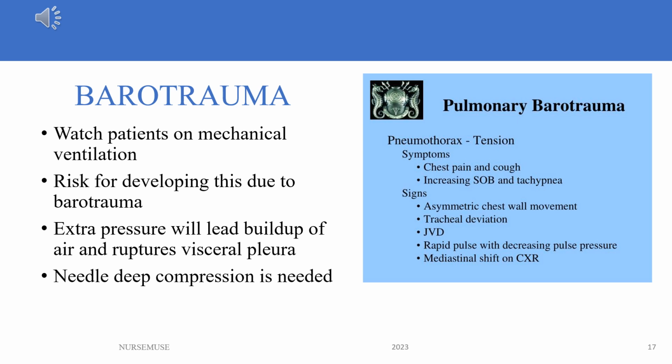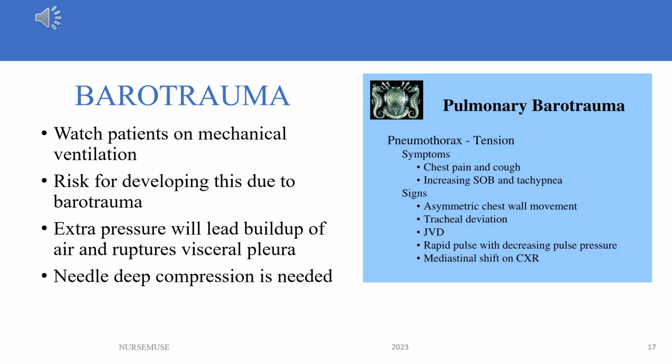Barotrauma. We need to be very careful with our patients on mechanical ventilation because they have a risk for developing a pulmonary barotrauma due to the mechanical ventilation. So extra pressure is going to lead to a buildup of air, and this ruptures the visceral pleura, and a needle decompression is needed to take out that excessive air. So some signs and symptoms of pulmonary barotrauma. This is a tension pneumothorax, but it's due to patients being on mechanical ventilation.